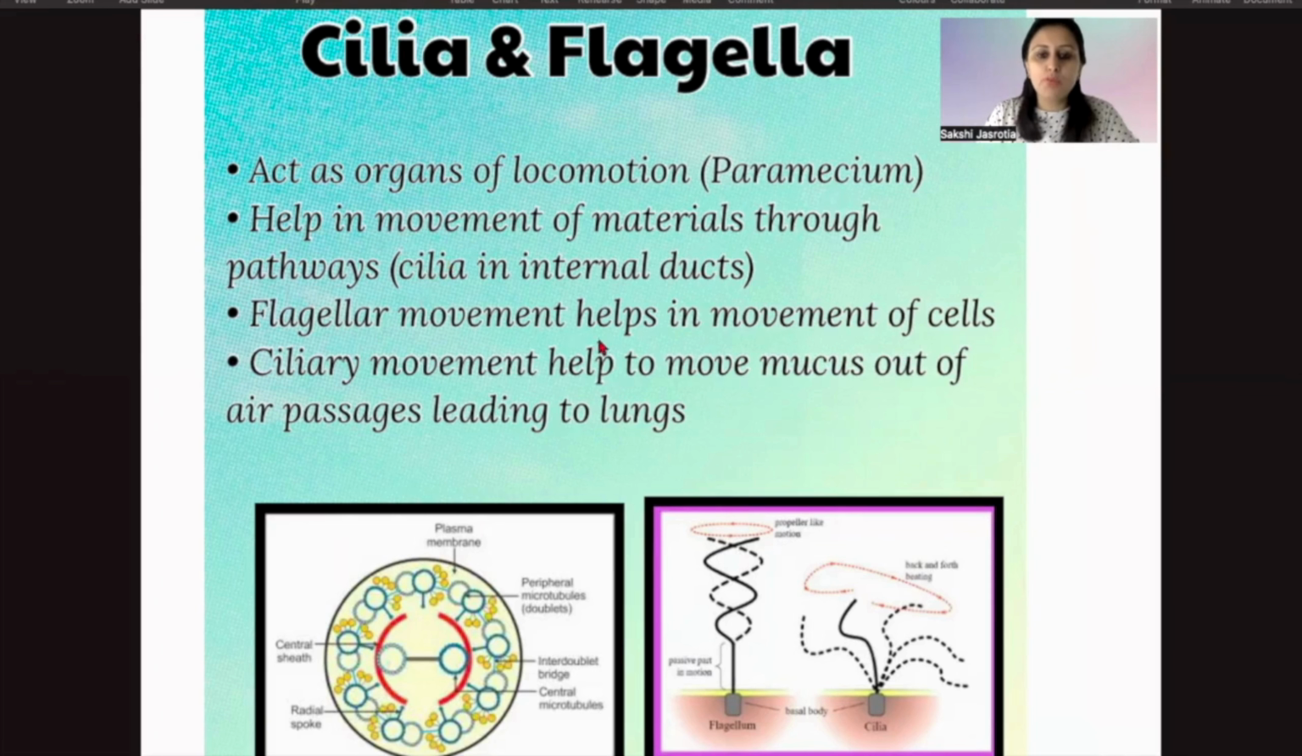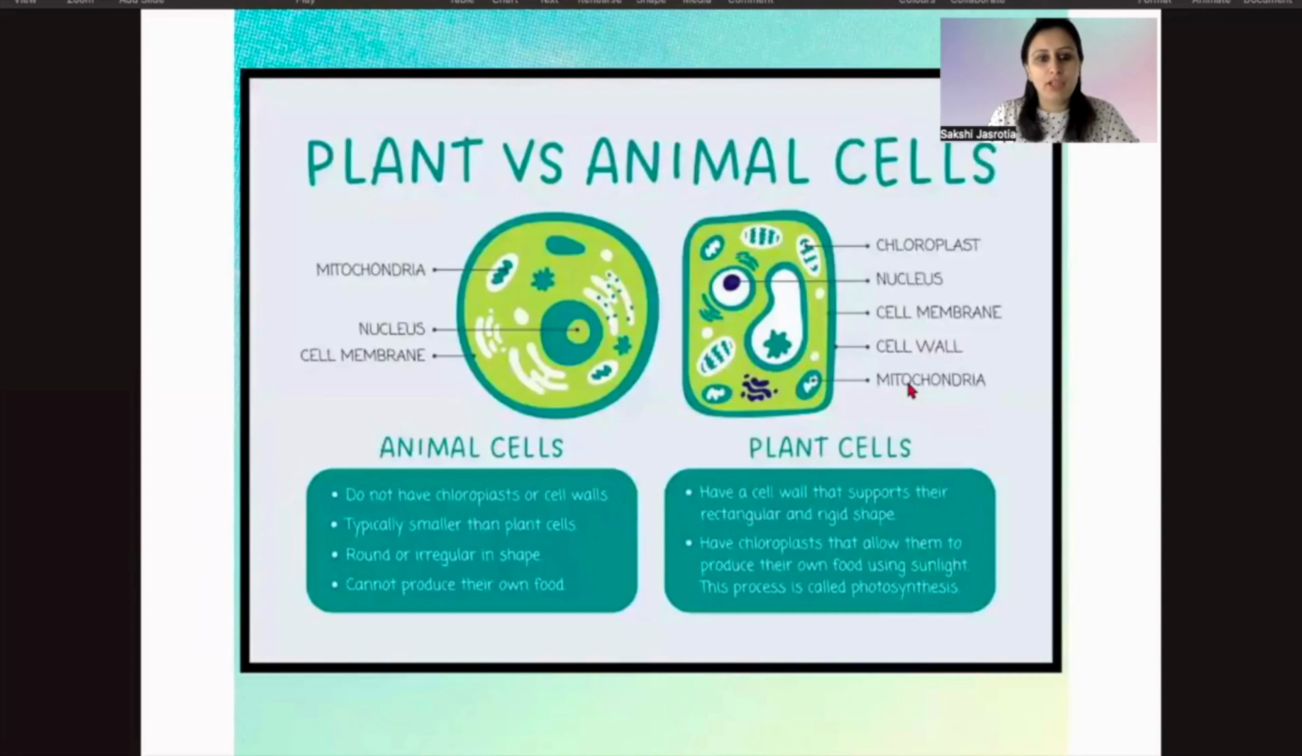Now, flagellar movement helps in the movement of the cell, or we can say the locomotion of the cell. एक जगह से दूसरी जगह लेके जाना, that is a flagellar movement. Ciliary movement helps in the movement of mucus, as we have just discussed, कि हमारी air जो passage के through नीचे lungs तक जा रही है, वो plus the food, it has this mucus and the hair-like structure, which is the cilia, which is present in that. So this is all about cilia and flagella.